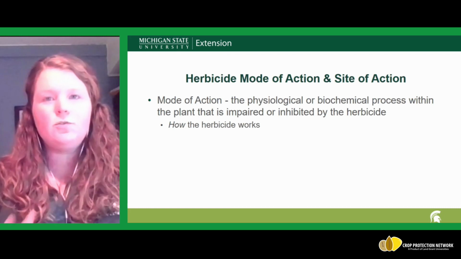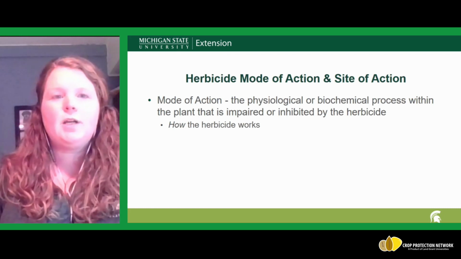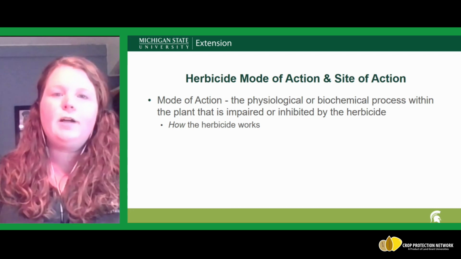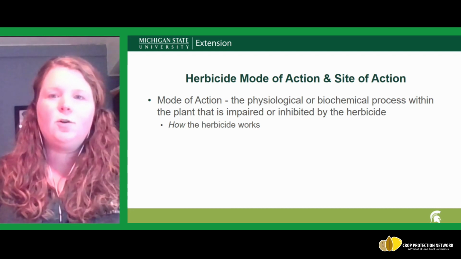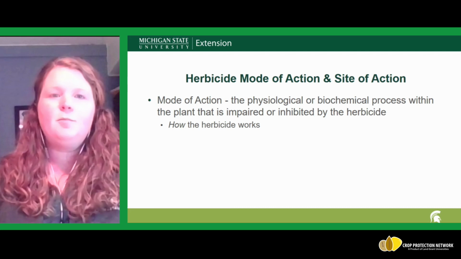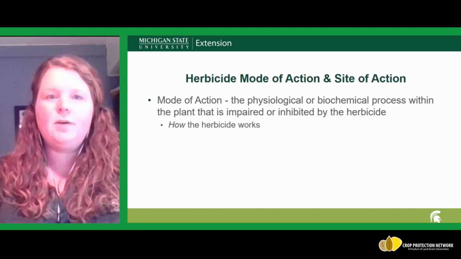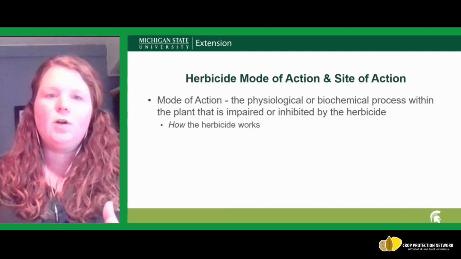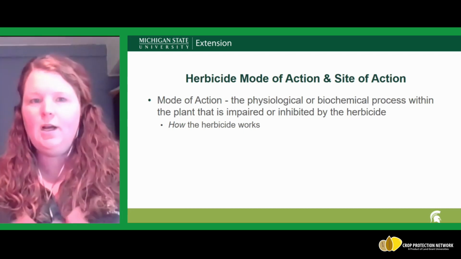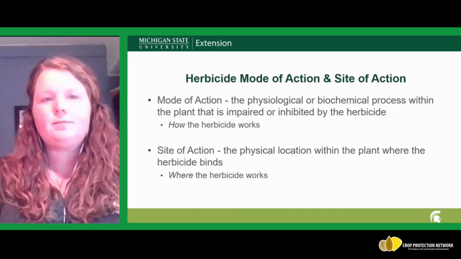So I'm just going to go over two terms. The first is herbicide mode of action. The mode of action is the physiological or biochemical process within the plant that is impaired or inhibited by that herbicide, which is just a fancy way of saying how the herbicide works. So this is the biggest category of these two, the most general.